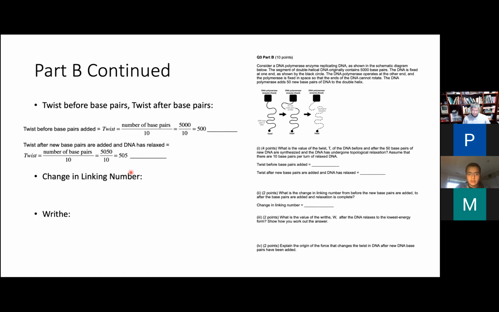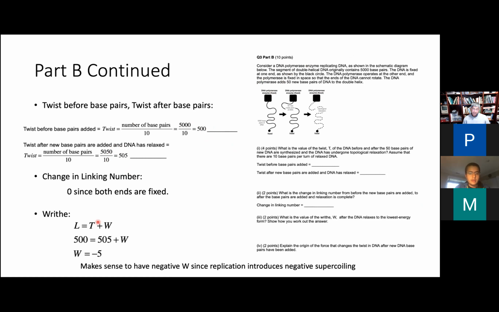And then the change in linking number: again, since both ends are fixed, the linking number does not change, so L remains the same. And then finally, L equals T plus W. Initially, W is 0, so T equals L. So initially, L is 500, and then T becomes 505, and so that's why W must be -5. And just as a gut check, this makes sense since I said that replication induces negative supercoiling, and that's why W must be negative in this case.